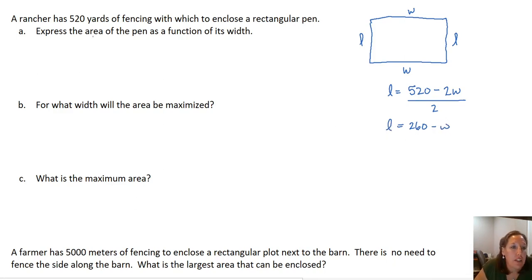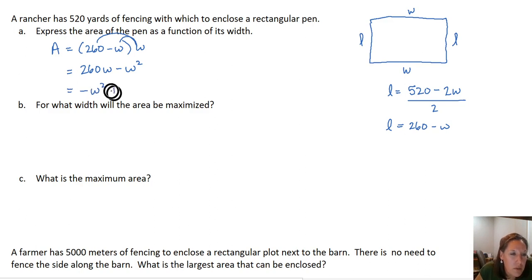So our area is going to be length times width. Well, we just said our length is going to be 260 minus W times our width of W. Let's go ahead and distribute that W, and we get 260W minus W squared. And then I'm just going to go ahead and rearrange this and write that squared term first. So negative W squared plus 260W is our area function. So that would be our answer for part A.